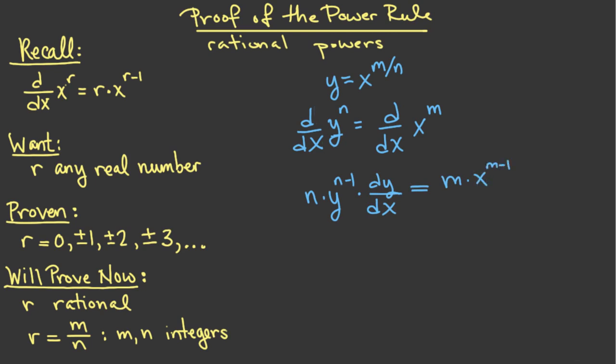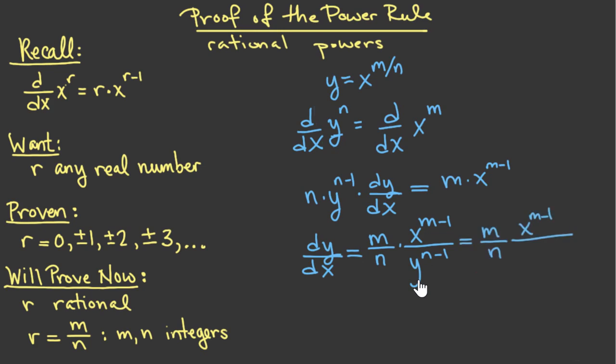Now I'm going to solve for dy dx, which is of course what we're looking for, and I get that dy dx is equal to m over n times x to the m minus 1 over y to the n minus 1. So now I'm going to go back to the original formula that I had where I said that y was equal to x to the m over n, and I'm going to substitute that in for y here so that I can get a formula involving only x. So that gives me x to the m over n raised to the n minus 1 power.